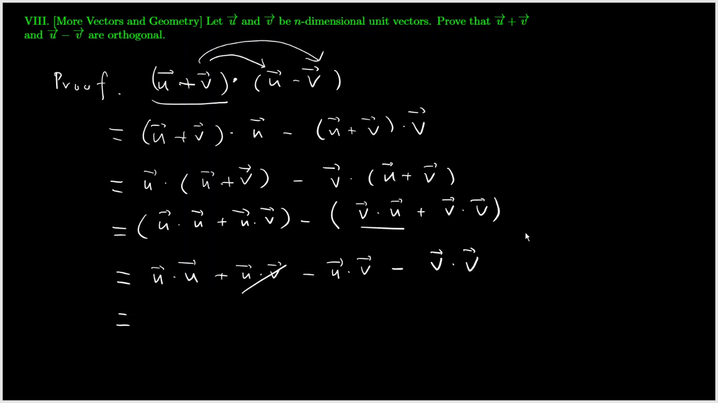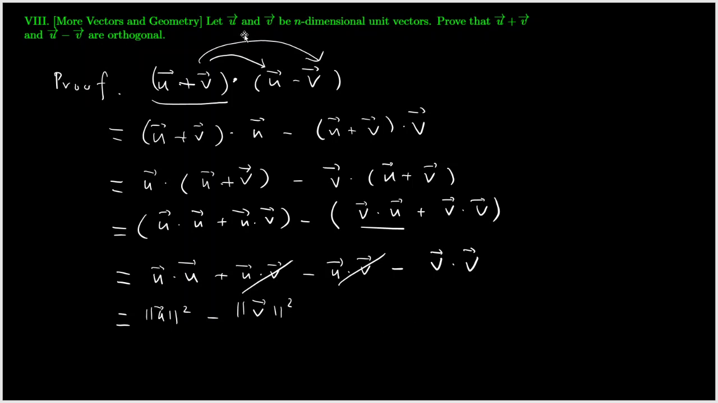So do you see the two middle terms are cancelled, right? They are the same two numbers. So you end up with u dot u minus v dot v. Now I'm going to use the other property I mentioned. u dot u can be written in terms of the length of u, the whole thing squared, minus v dot v can be written as the length of v, the whole thing squared. So what is that?